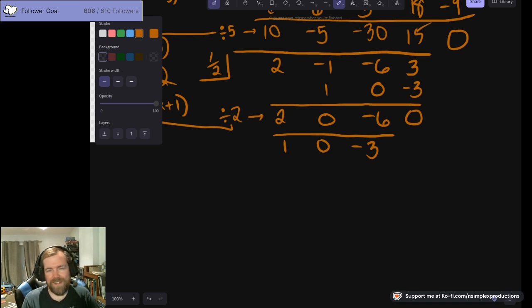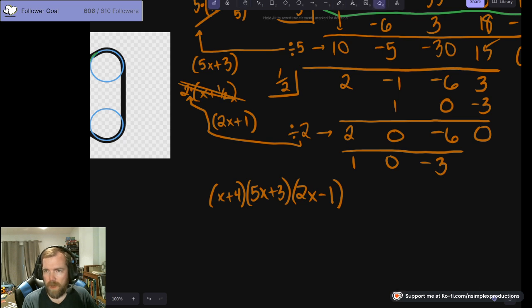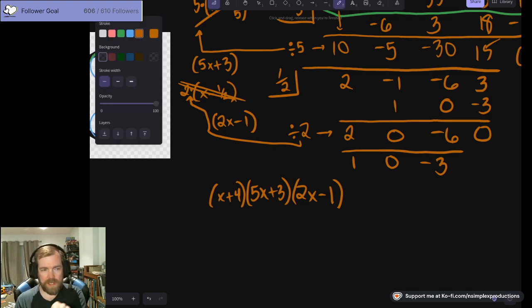So, there's also that. Okay, so this gives us x plus 4, 5x plus 3, 2x minus 1. Sorry, I messed up there. That's supposed to be an x minus a half, which is 2x minus 1. And then we get this thing, which comes down. So this is now the last 3 digits here. This is a constant. This is an x. This is an x squared. So now we have 1x squared minus 3.